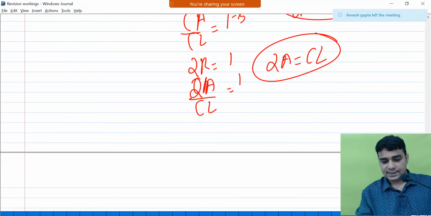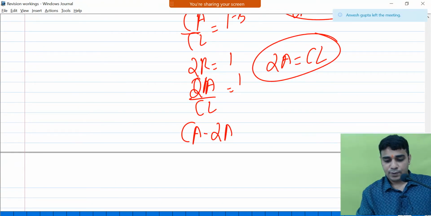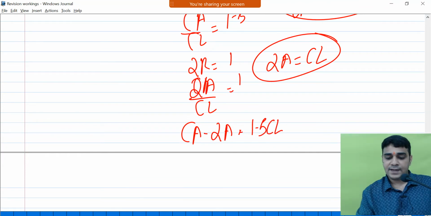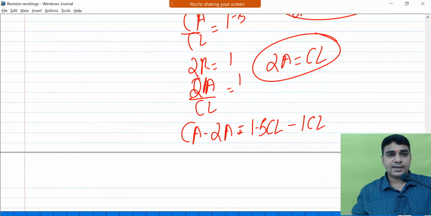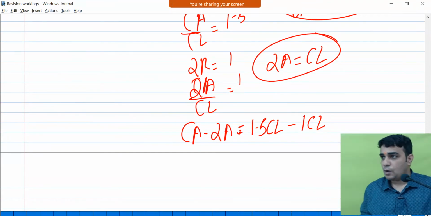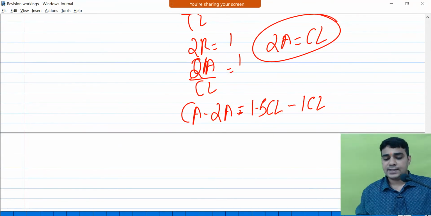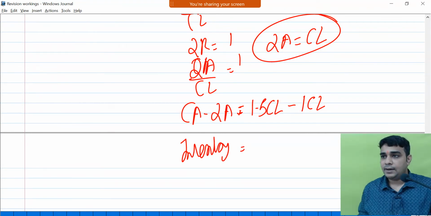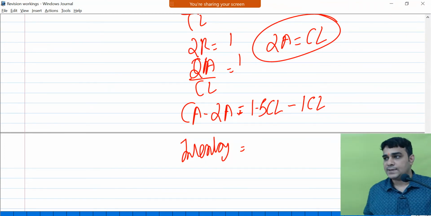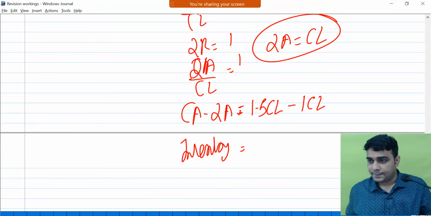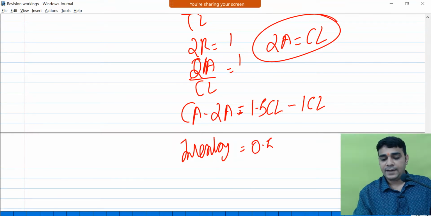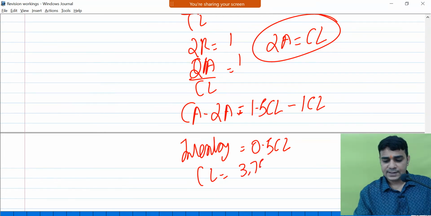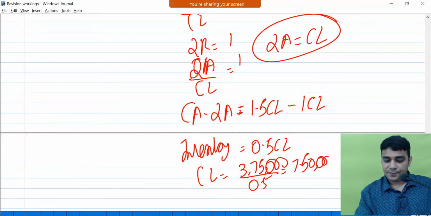Now what I can say is current assets minus quick assets is equal to 1.5 CL minus 1 CL. Current assets minus quick assets is nothing but inventory, because quick assets is equal to current assets minus inventory. Ignore prepaid expenses, we don't bring that item. Inventory is equal to 0.5 CL, and CL is equal to 3,75,000 divided by 0.5. Current liability is 7,50,000.